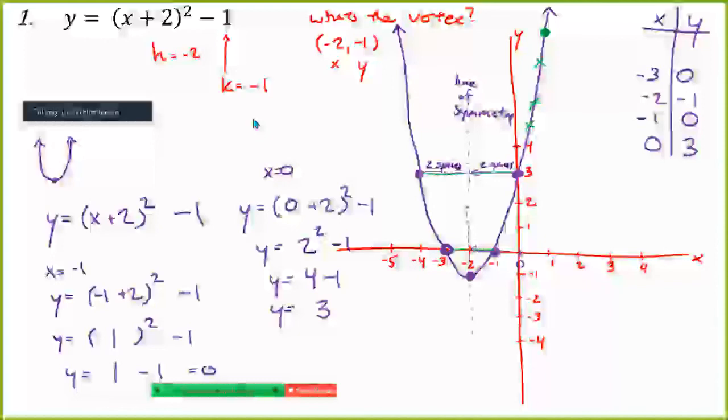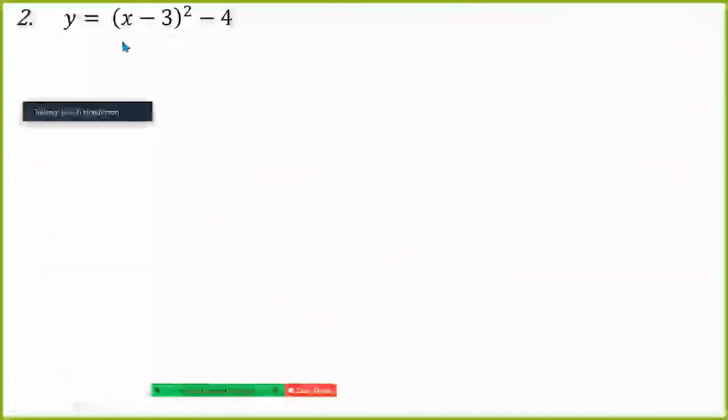Well, someone mentioned number 2 and number 3, so let's look at number 2. So number 2 is also in vertex form. Frankly, the numbers are different, right? But number 2 is basically the same type of problem as number 1.